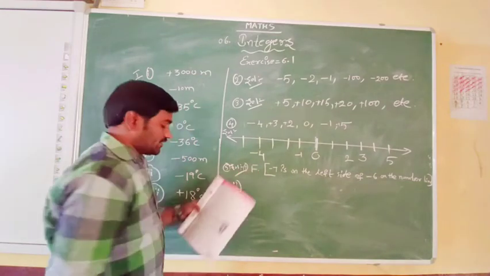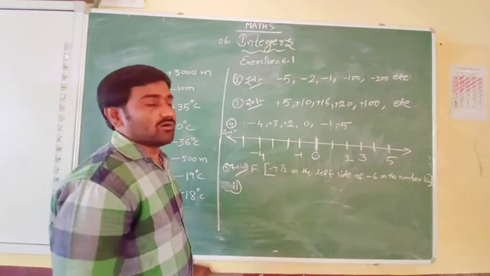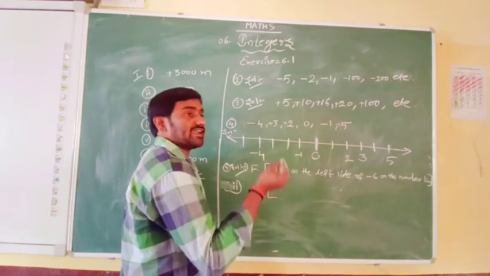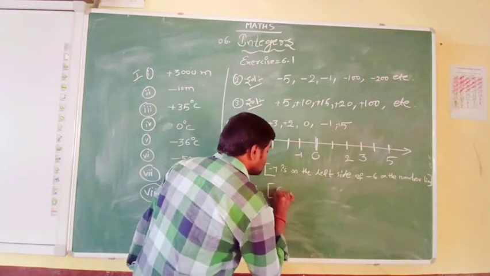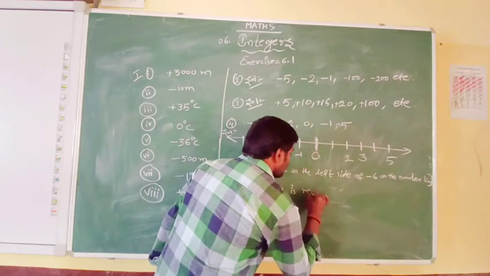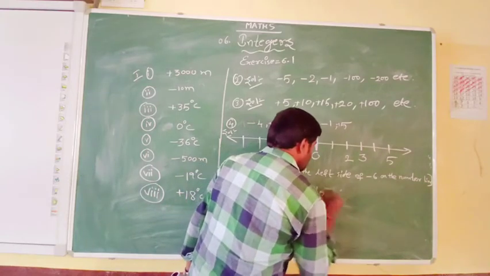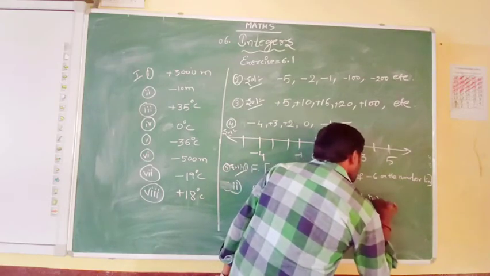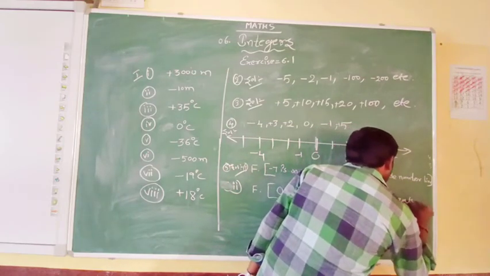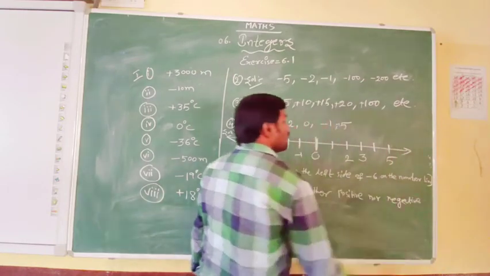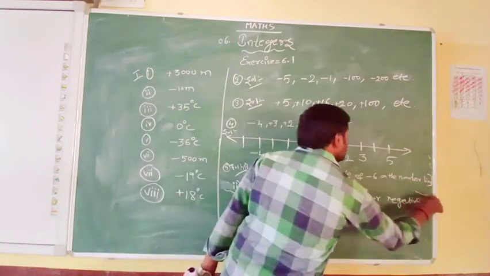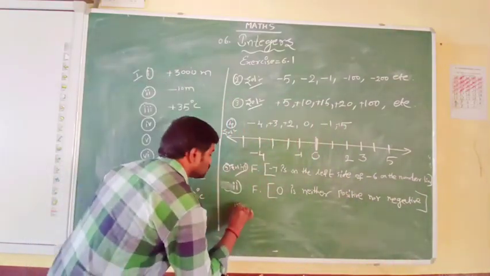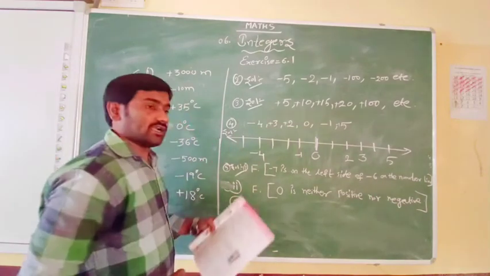Here the second one in the fifth bit. 0 is a positive number. No, it is also a negative number. False only. 0 is neither positive nor negative. That means it is not a positive number, it is not a negative number, it is a constant number. Okay. 0 should not be placed as 0 and minus 0, you should not say that.